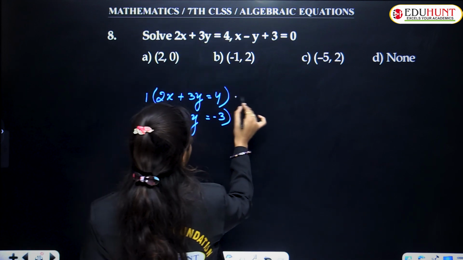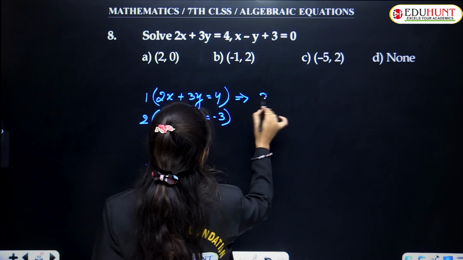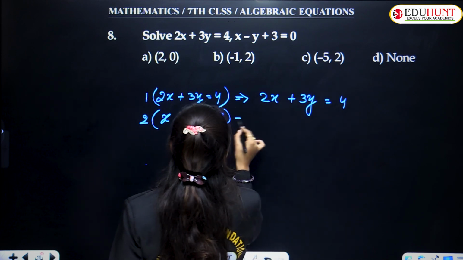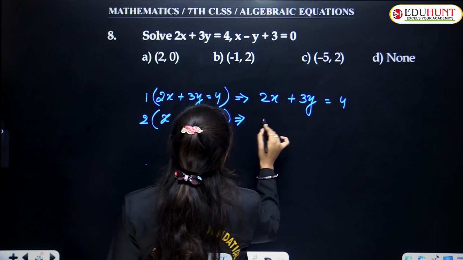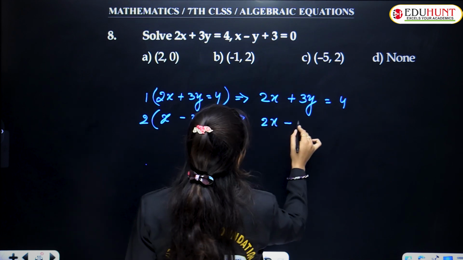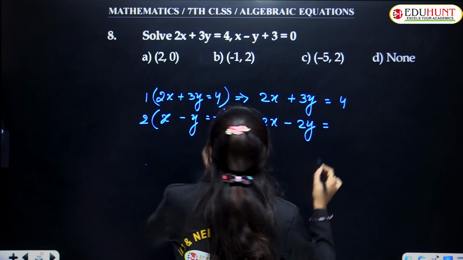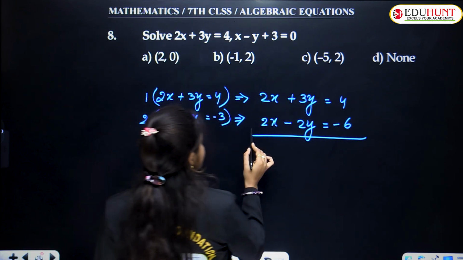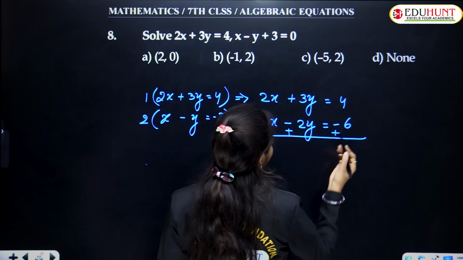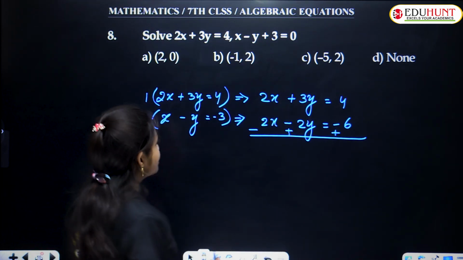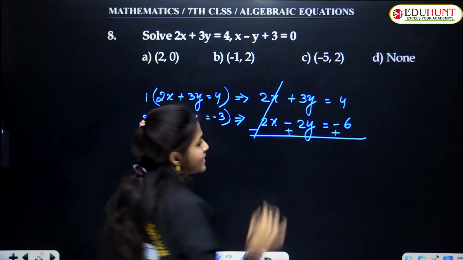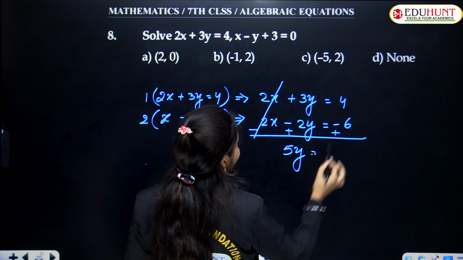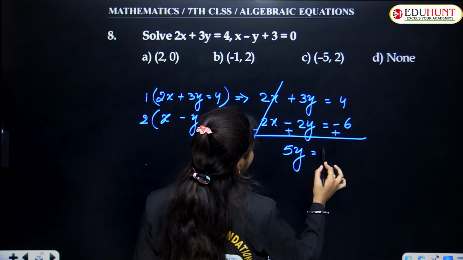Okay. So from this one we are getting 1 into 2x. Again we will get the same equation, no? So 2x plus 3y is equal to 4. And from the second, 2 into x is equal to 2x minus 2 into y is equal to 2y is equal to 2 into minus 3 is equal to minus 6. Clear to you? So here this is minus, plus and plus. We are doing subtraction. Okay. So 2x minus 2x gets cancelled. And here 3y plus 2y is equal to 5y, which is equals to 4 plus 6 is equal to 10.